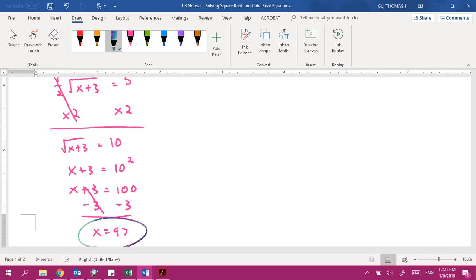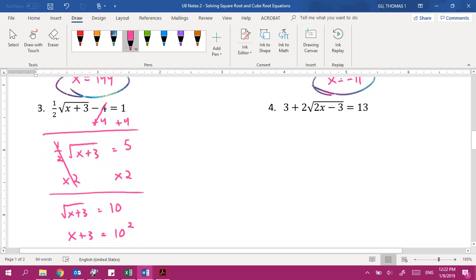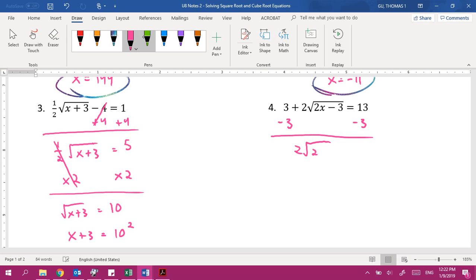Number 4. What do I got to do on number 4 first? 3 plus 2 square roots of 2x minus 3 equals 13. What did you say? Subtract what? 3, that's right. It says 3 plus, which is the same thing as plus 3, right? So subtract 3. That leaves you with 2 square roots of 2x minus 3 equals 10. That's right.